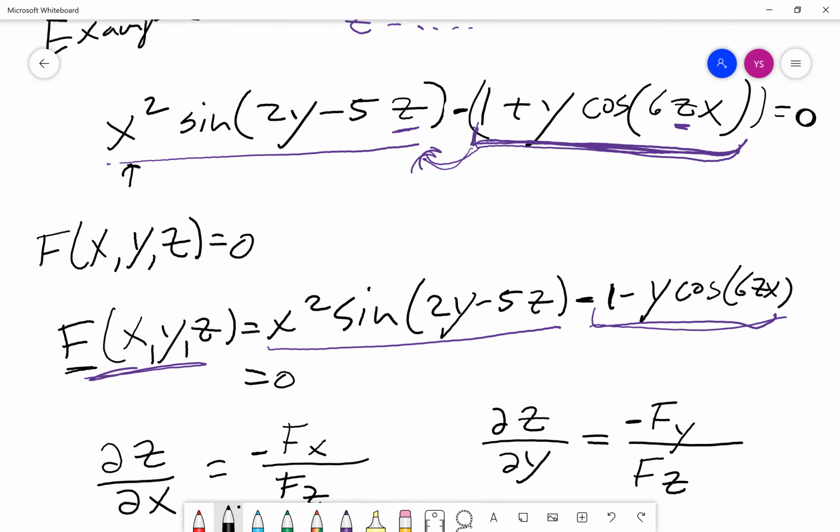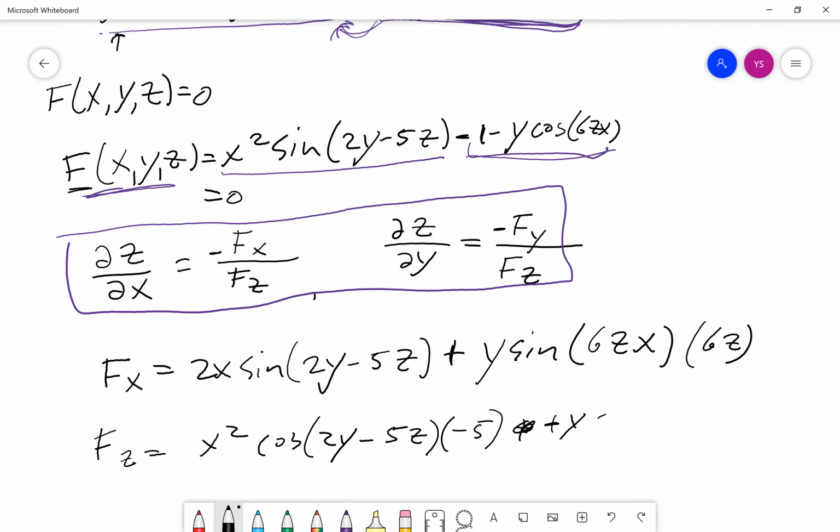Okay. And now what is the partial of f with respect to z? So that's going to be x squared cosine of 2y minus 5z times negative 5 plus, or let's say minus y, so plus sine of 6zx times 6x, right? That is the partial of f with respect to z, right? Any questions?